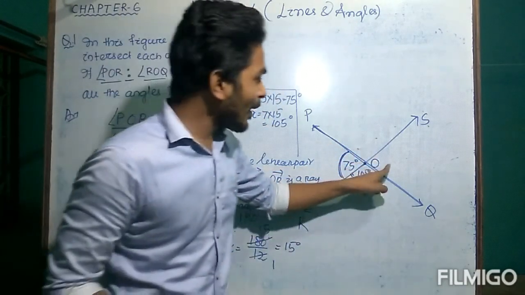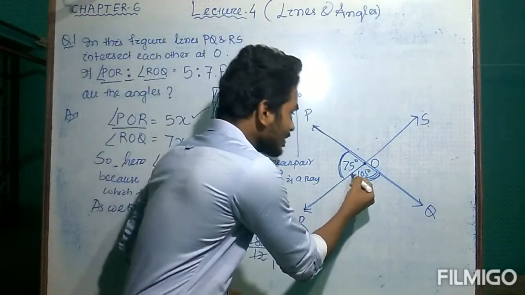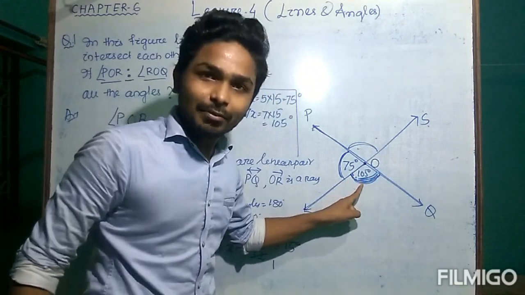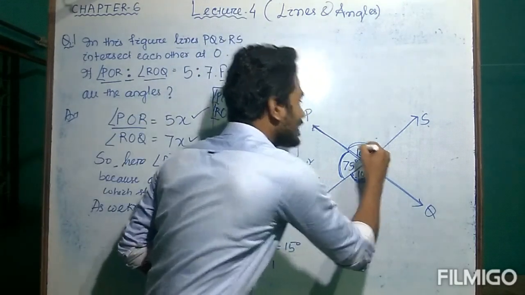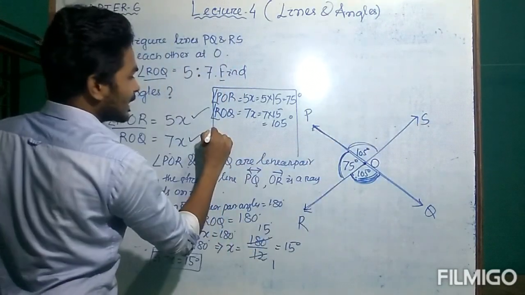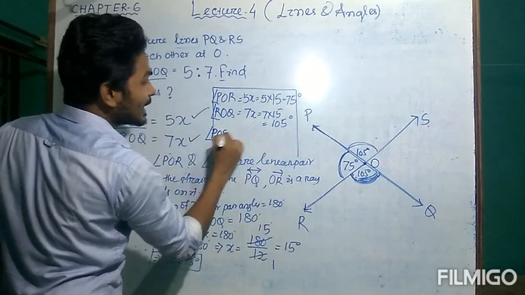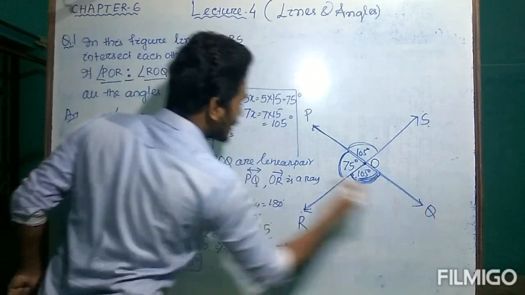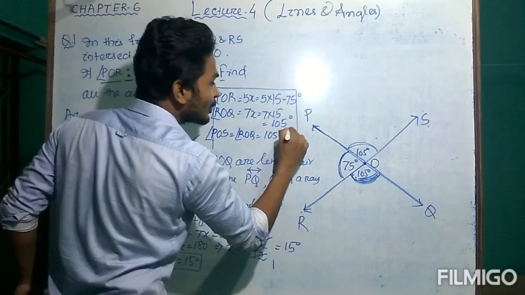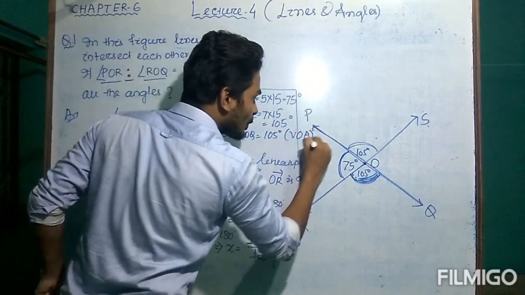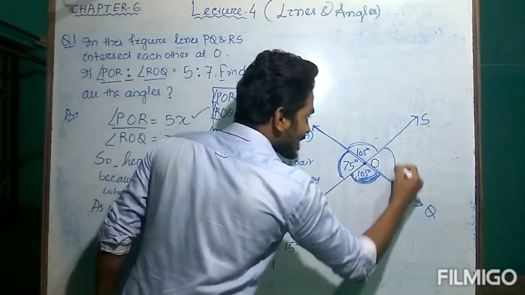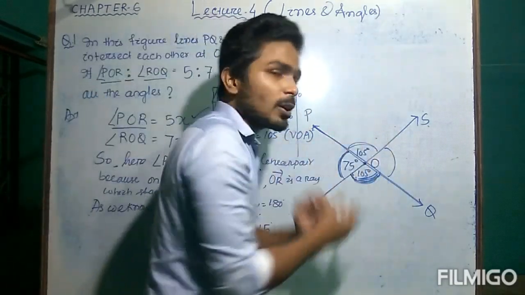Now, will you find these two angles? Yes, you can find, because this angle is vertically opposite to this angle. If it is 105 degree, then this angle must be 105 degree. Okay? So write POS is equal to ROQ is equal to 105 degree. Why? Because vertically opposite angle. VOA. Similarly, this angle and this angle are also equal because they are also vertically opposite angles.